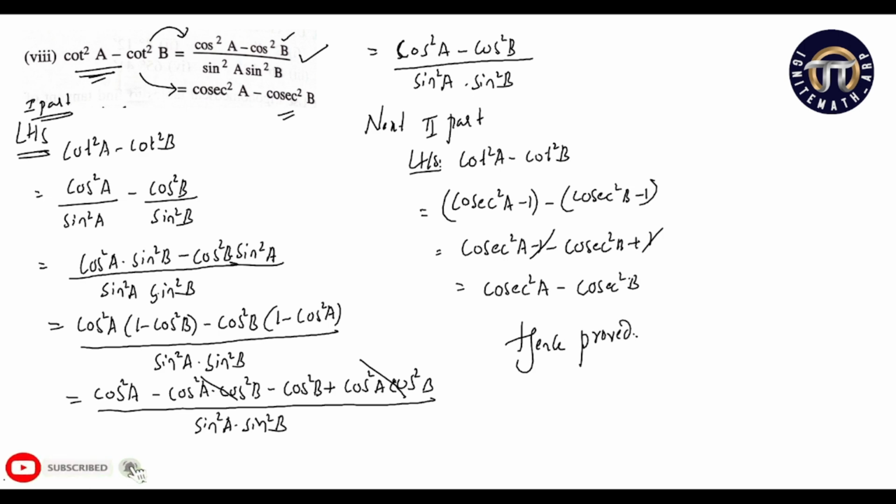So what can I say, children? In all these kinds of identities, you need to have a look at the RHS and simplify the LHS accordingly using the algebraic identities or the trigonometric identities.